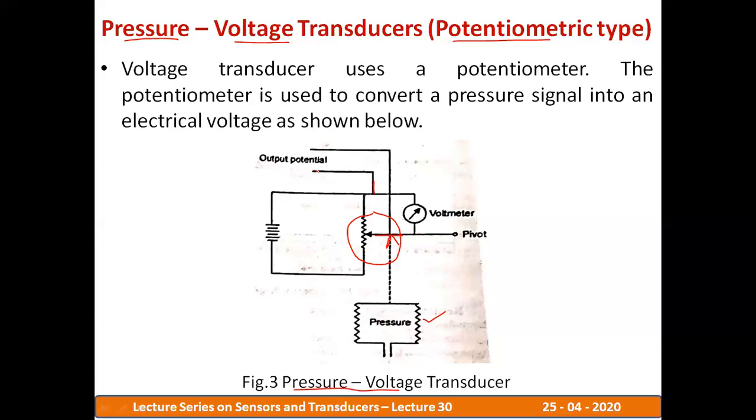At these two terminals we can get the output voltage. One terminal is connected to the slider, another terminal is connected to another one of the terminals of the potentiometer. Otherwise, you can directly get the voltage value using this voltmeter. This is the battery, right? So a simple operation is there.